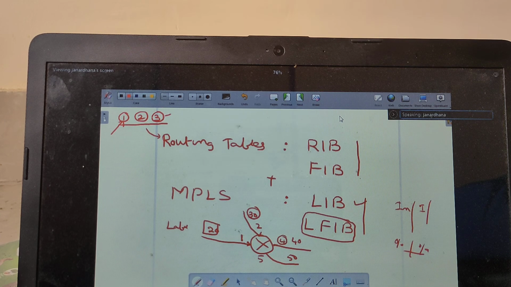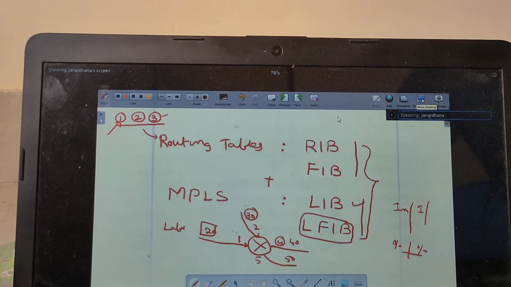We will discuss the tables, all these tables, within a few minutes once again. So these are about the label forwarding information base. Is it clear? Still any doubt?